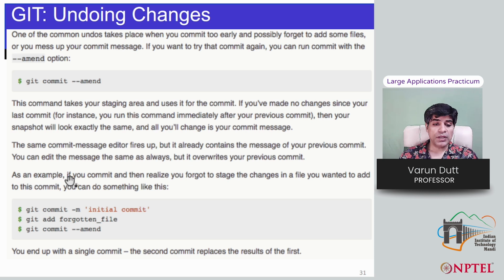As an example, if you commit and then realize that you forgot to stage the changes in a file you wanted to add to this particular commit, then you can do it like this. You commit, then you say git add forgotten file, you stage it, and then you do commit --amend, and you end up with a single commit. The second commit replaces the result of the first commit.